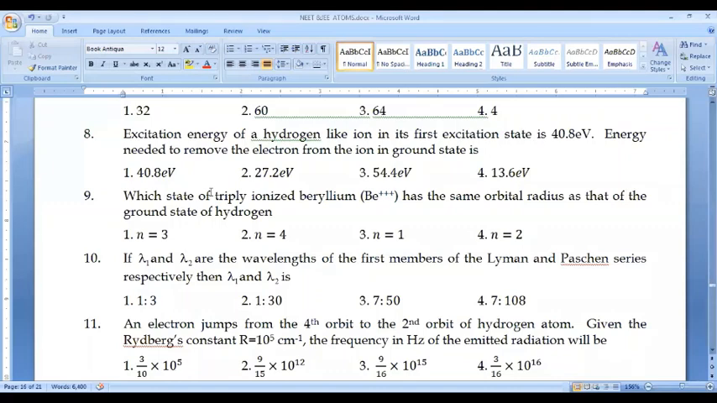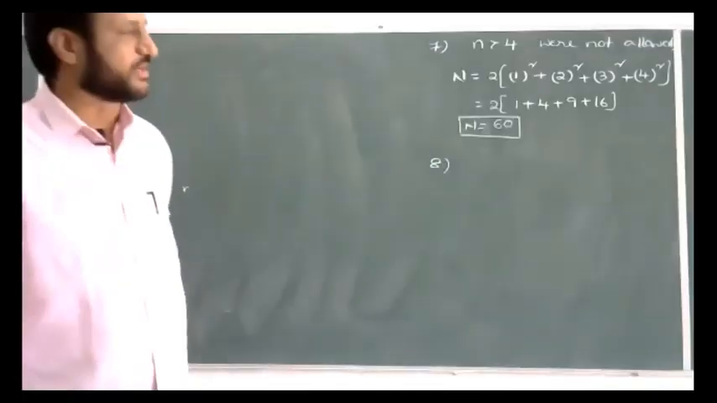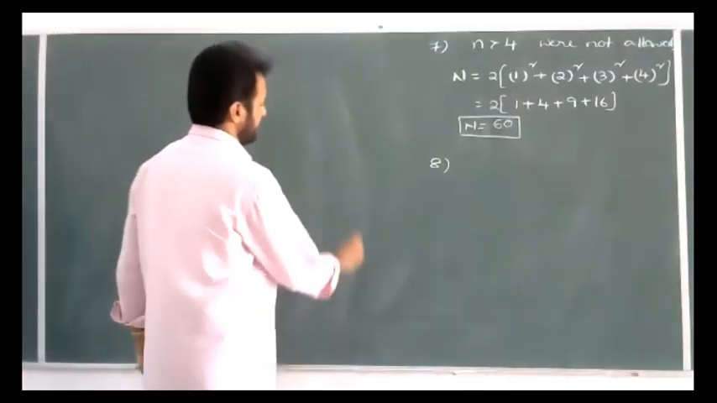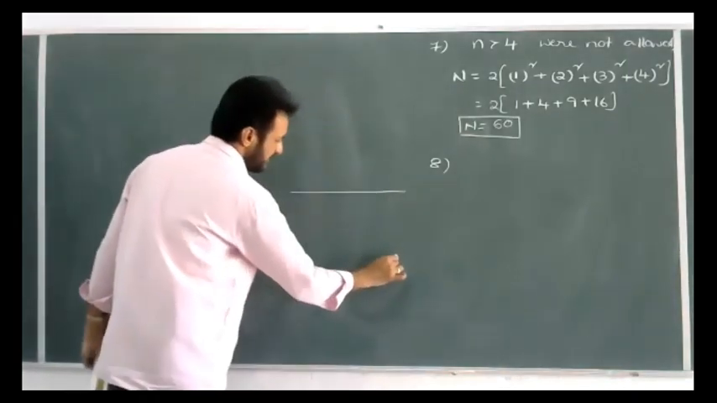40.8 electron volt, full stop. The energy needed to remove an electron from the ion in the ground state is... Okay, check the question. The given state is the ground state, which means n is equal to 1.